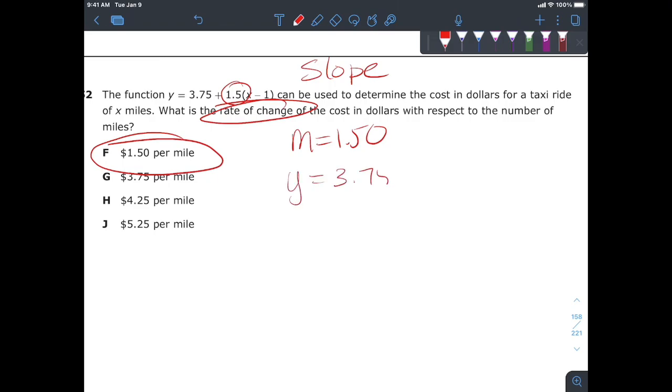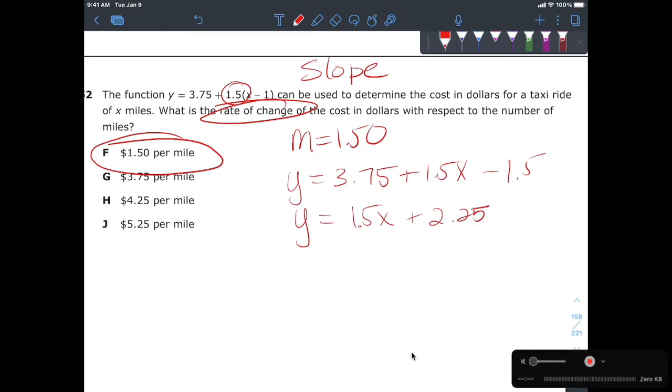Even if I went through the process of going through and simplifying this, I would still see that 1.5 is going to be my slope. So it's got to be answer choice F.